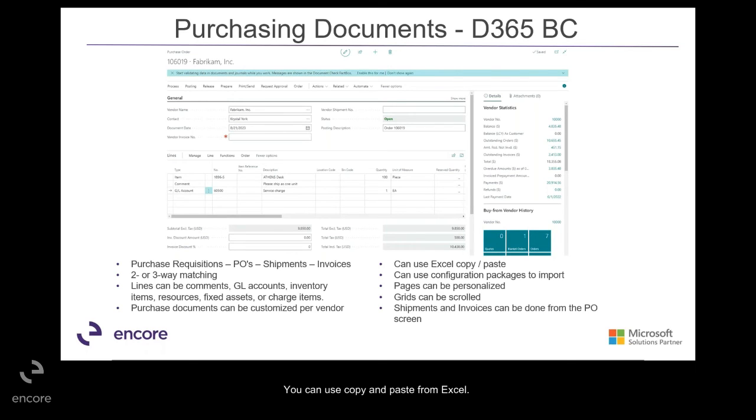You can use copy and paste from Excel. You can also use configuration packages to import your purchase orders or purchase invoices. These pages can also be personalized by user. And instead of having multiple pages, you can expand or collapse, or you can use grids that can scroll from side to side. And the shipment invoices I mentioned earlier can be done from the PO screen directly or separately.